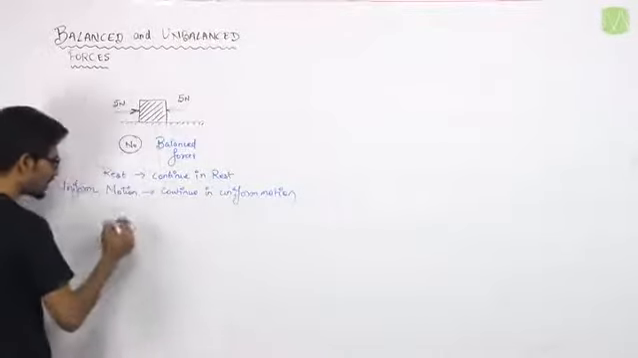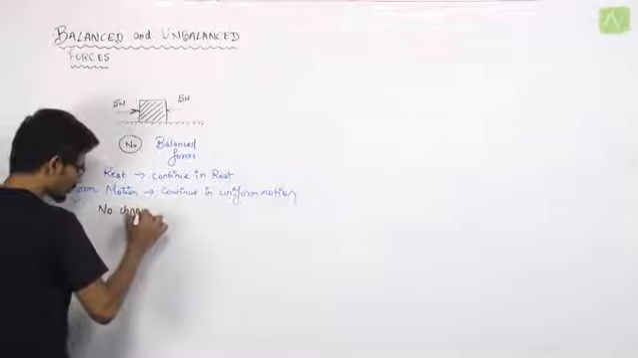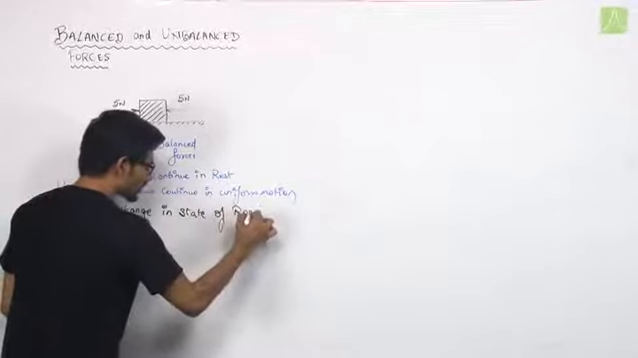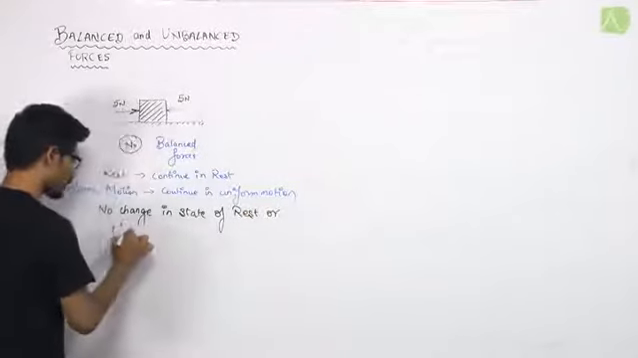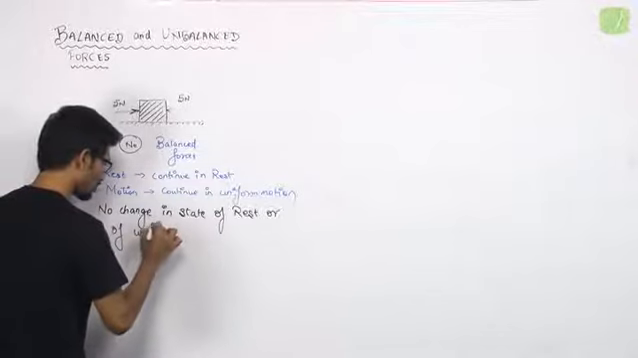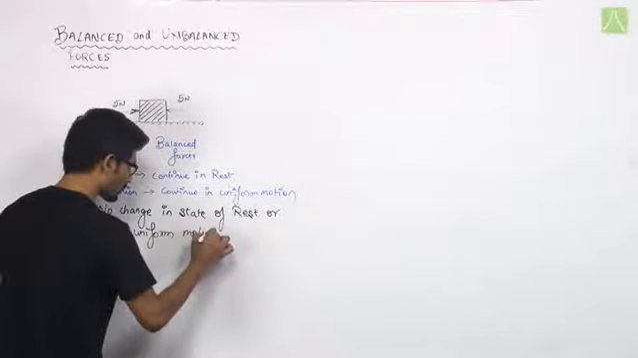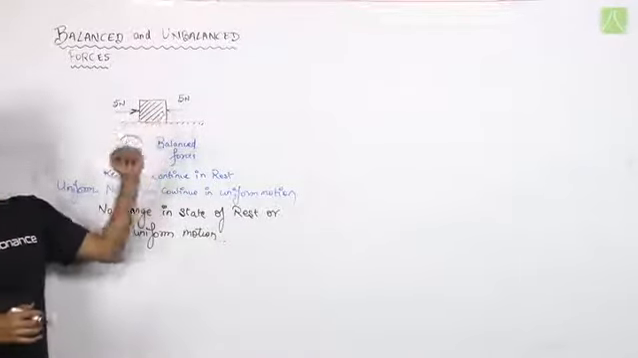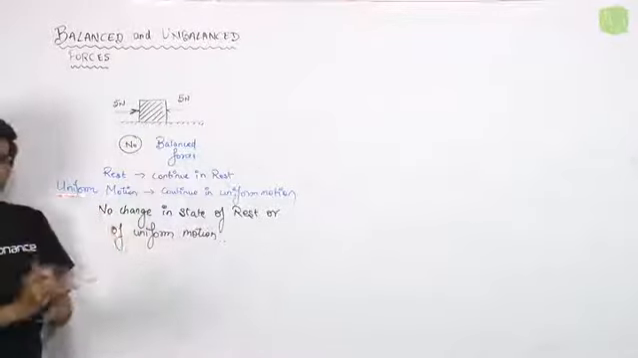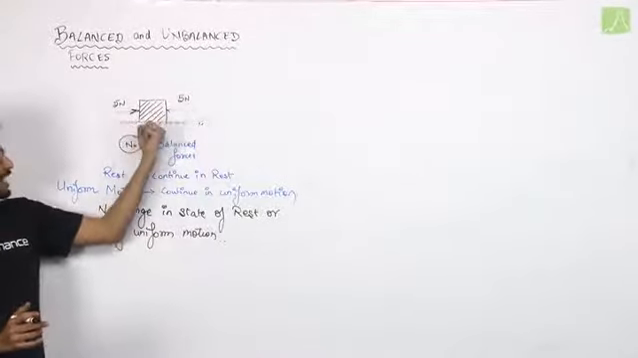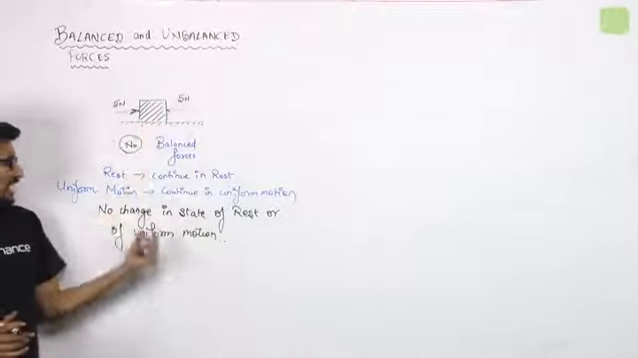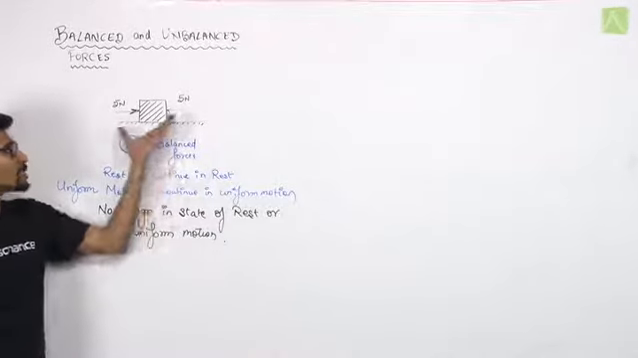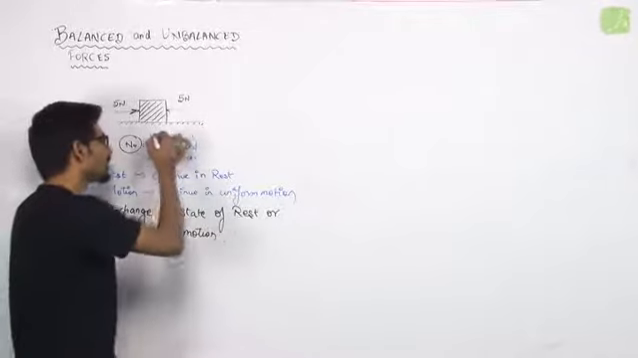Means there will be no change in state of rest or of uniform motion. When n number of forces, there are two forces in this case, there can be n number of forces. If n number of forces are acting upon an object and they cannot produce any change in state of rest or of uniform motion of the object, then these forces will be known as nothing but balanced forces.